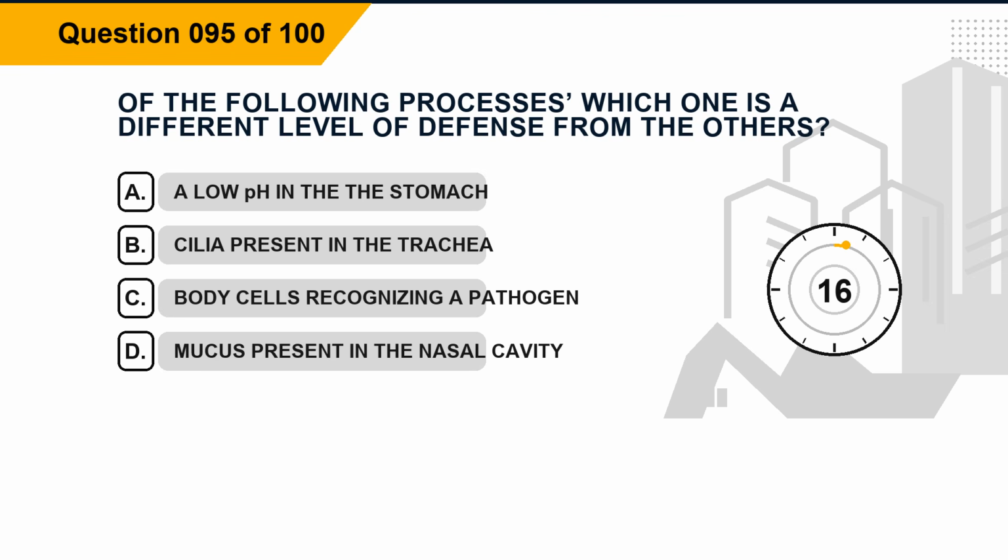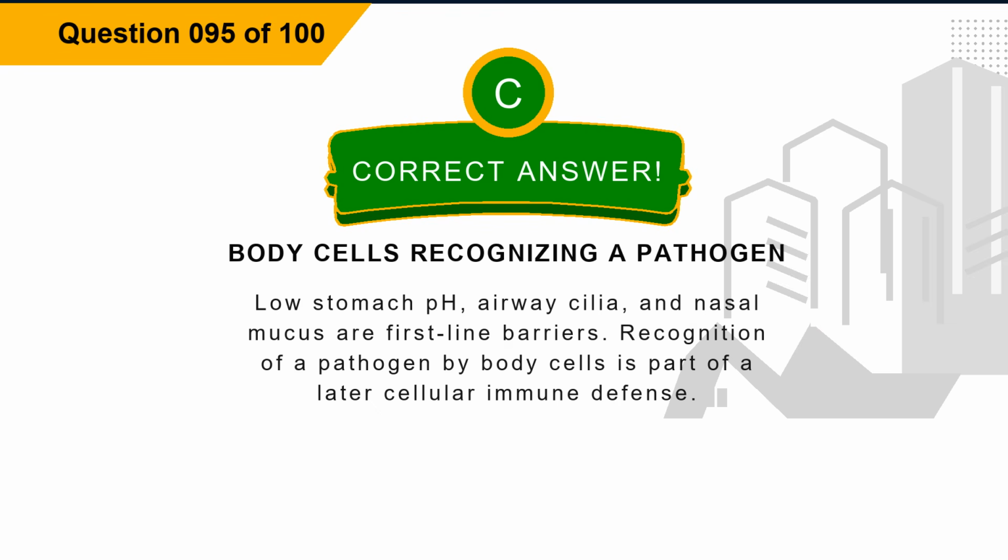Question 95. Of the following processes, which one is a different level of defense from the others? Option A, a low pH in the stomach. Option B, cilia present in the trachea. Option C, body cells recognizing a pathogen. Option D, mucus present in the nasal cavity. The correct answer is option C, body cells recognizing a pathogen. Explanation. Low stomach pH, airway cilia, and nasal mucus are first-line barriers. Recognition of a pathogen by body cells is part of a later cellular immune defense.